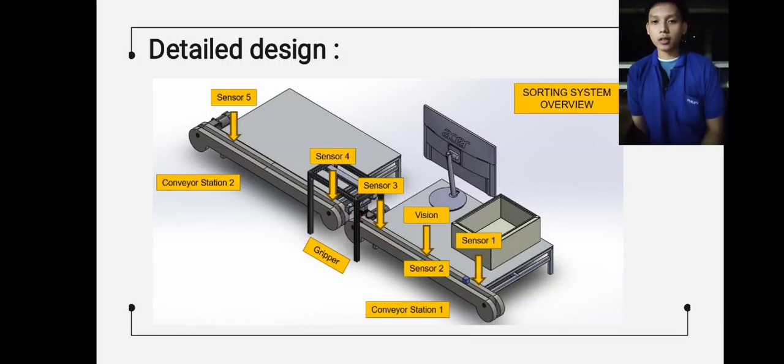And then the last part at table 2 is sensor 5. Sensor 5 has a function to detect the good object, and if the good object is detected, conveyor 2 will be stopped.